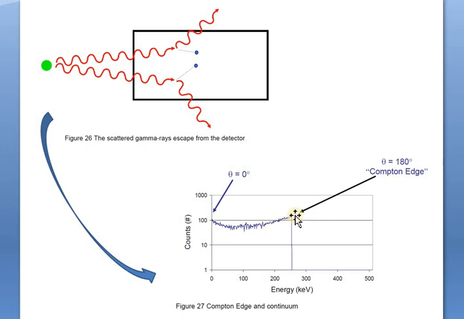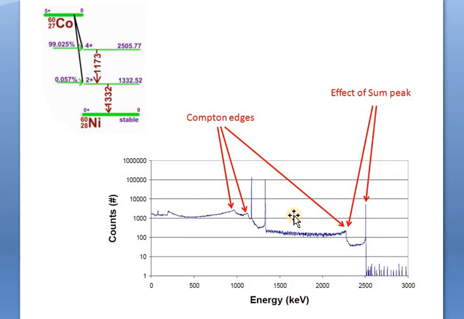Now, how do these things look in real life? To see this, I have shown here the decay scheme for cobalt-60. You can see that it decays predominantly by two gamma transitions: the 4+ to 2+ 1173 keV and the 2+ to 0+ 1332 keV gamma transitions, which belong to the nickel-60 nuclei. Here you see this 1173 is one of the full energy peaks, and the 1332 is this full energy peak.